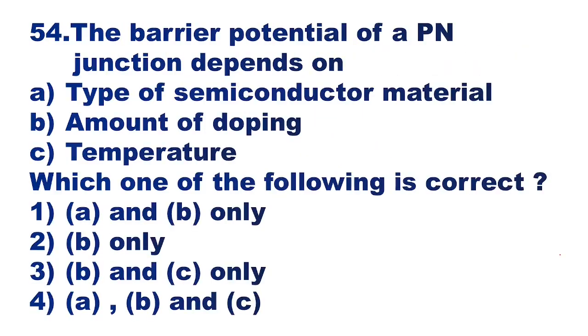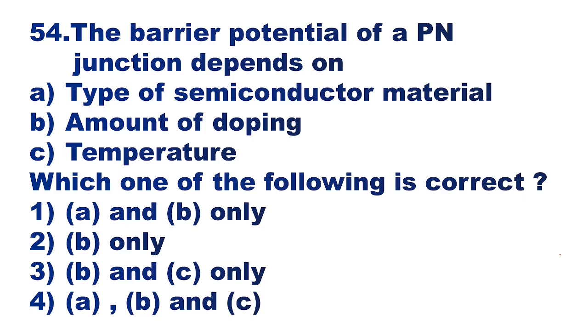In this question, the barrier potential of a p-n junction depends on a parameter. Parameter A is type of semiconductor material, parameter B is amount of doping, and parameter C is temperature. The question asks which of these parameters the barrier potential of a p-n junction depends on. The first option says that parameters A and B are correct. The second option says that it depends only on parameter B. The third option says that it depends on parameters B and C only. And the fourth option says that it depends on parameters A, B, and C.